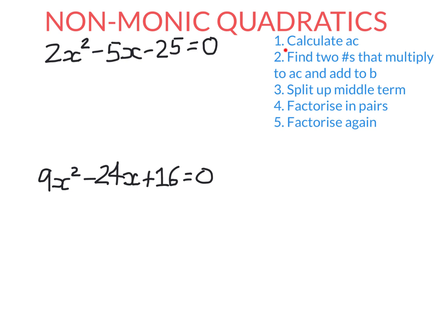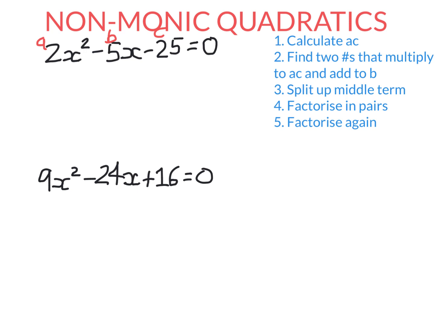Instead, we need to follow this method here. So this method talks about a, b, and c. So a is the coefficient of x squared, b is the coefficient of x, and c is the constant term. So in order to do this, we're still going to factorize and use the null factor law, but the way we factorize is a bit more complicated.